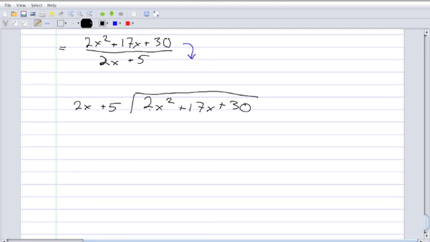Alright, so 2x squared divided by 2x is just x. X times 2x is 2x squared. 5 times x is plus 5x. Again, subtract the line, just like we've been doing the whole time. So this minus this.